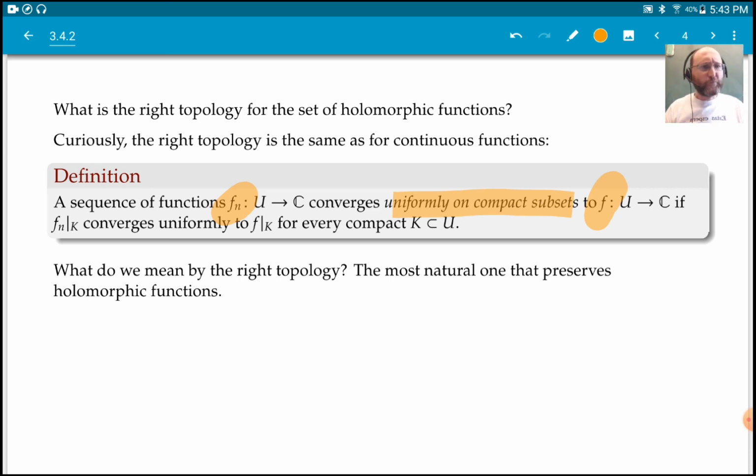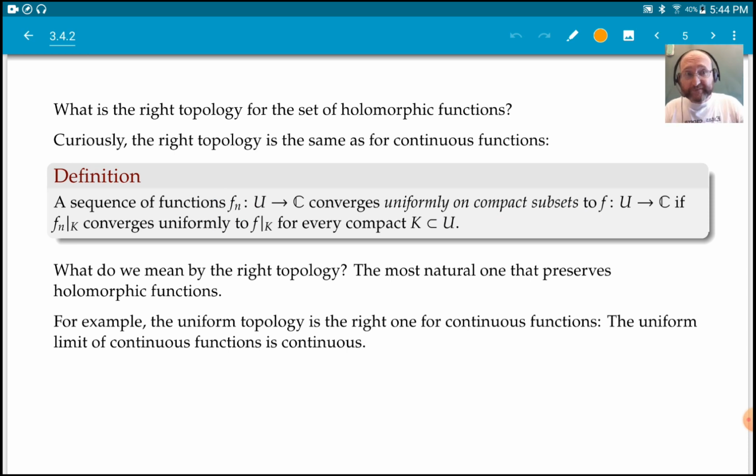There's, of course, more that we want. We want this to really be a natural one, hopefully one that arises in a lot of problems where holomorphic functions arise. And actually, we've already seen this convergence, if you remember, for power series. So this is a fairly natural notion of convergence for holomorphic functions.